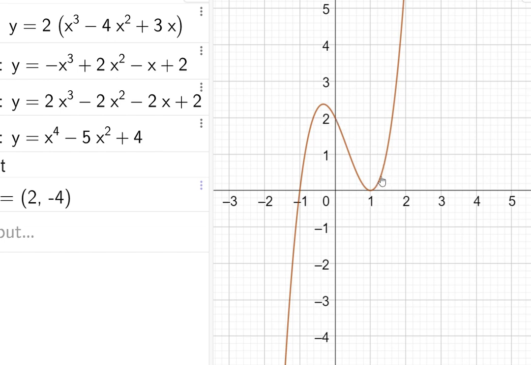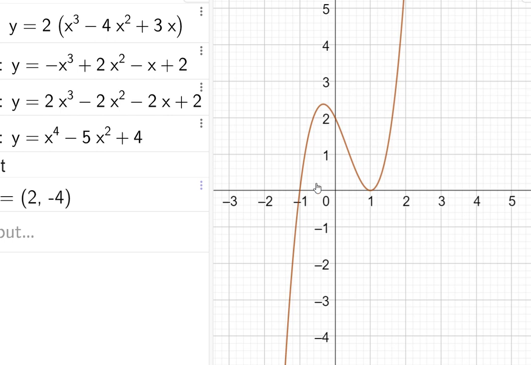And here, my function is a tangent to the x-axis. It looks like it bounces off the x-axis. It just touches the x-axis at x is equal to 1. So what happens when I have my function a tangent to the x-axis? It means I have a repeated root.